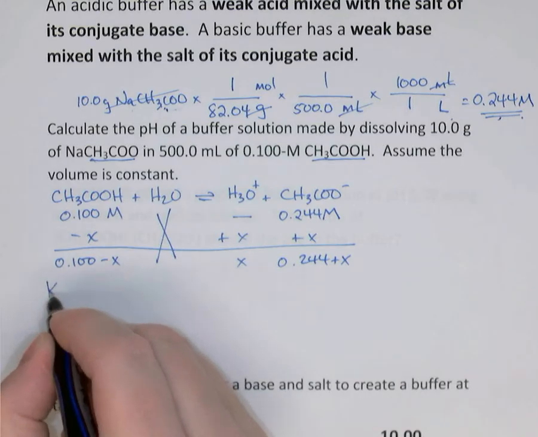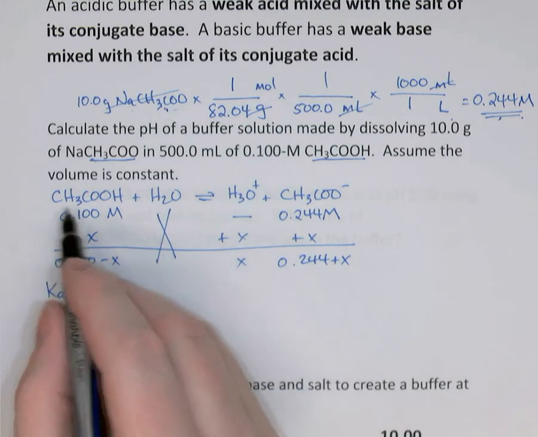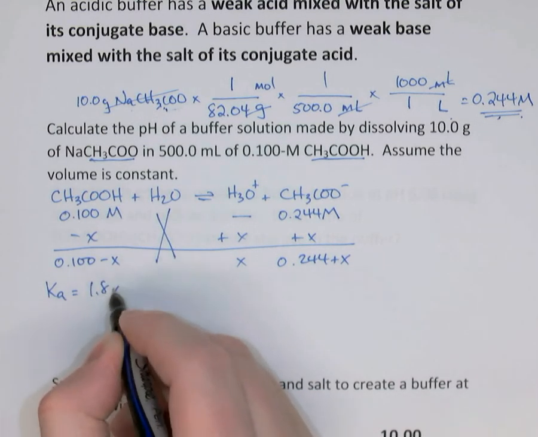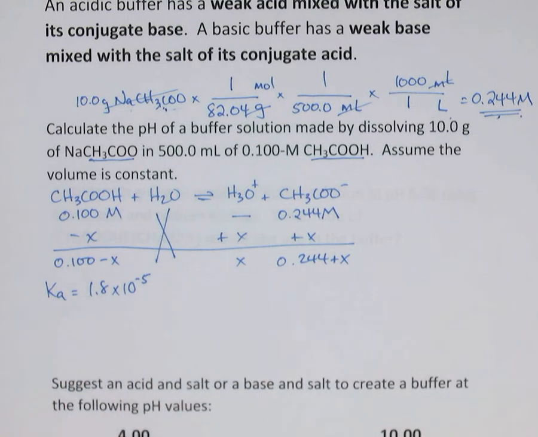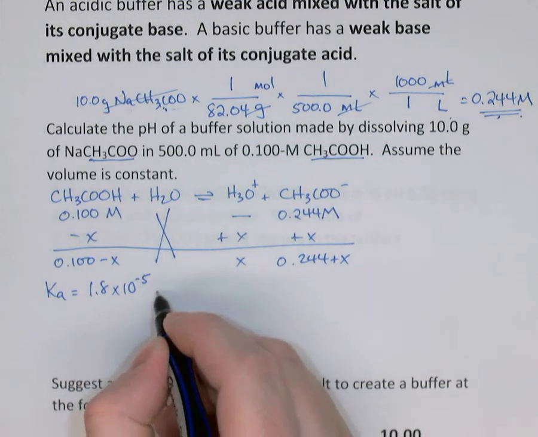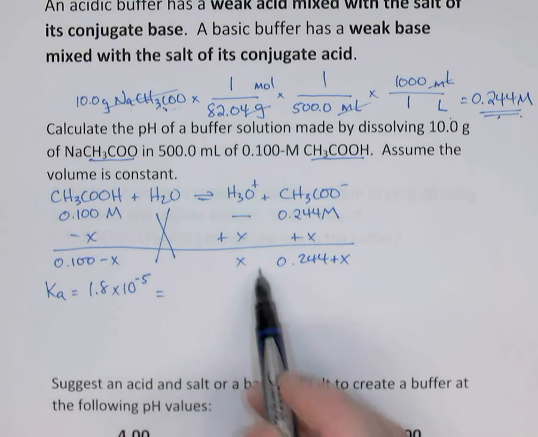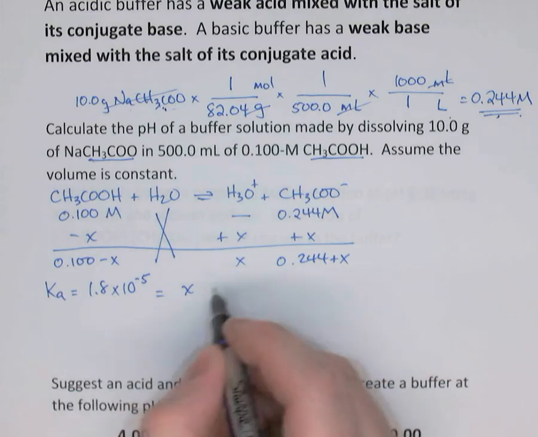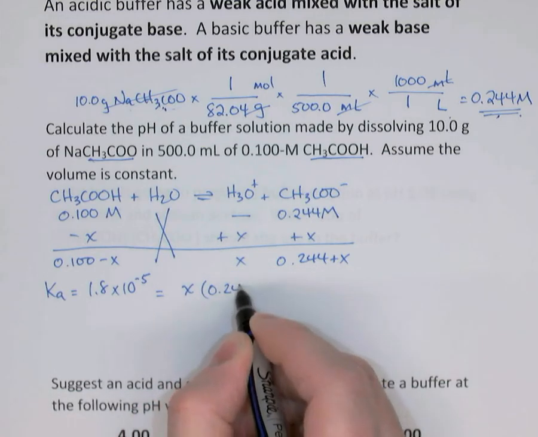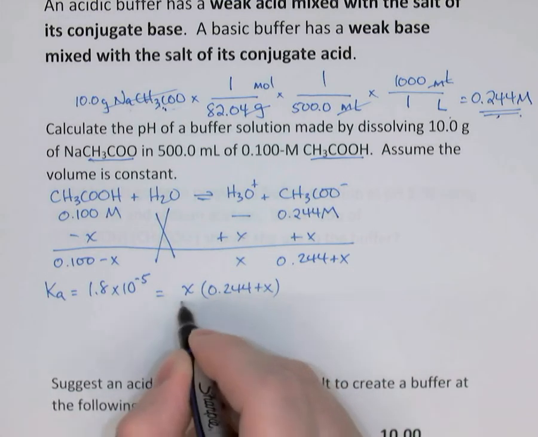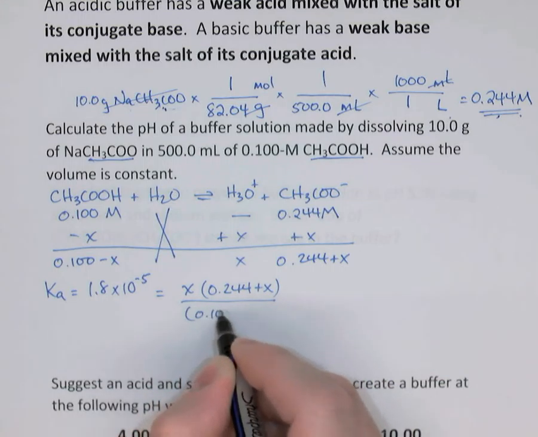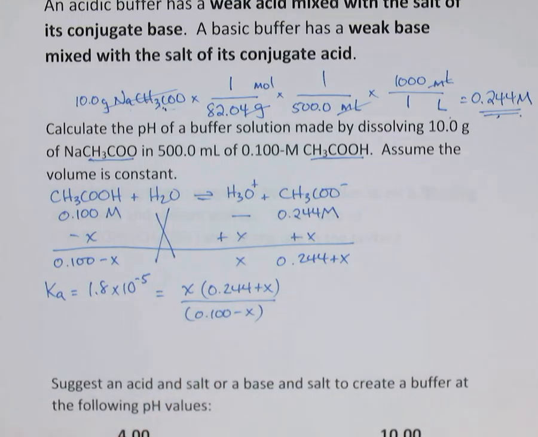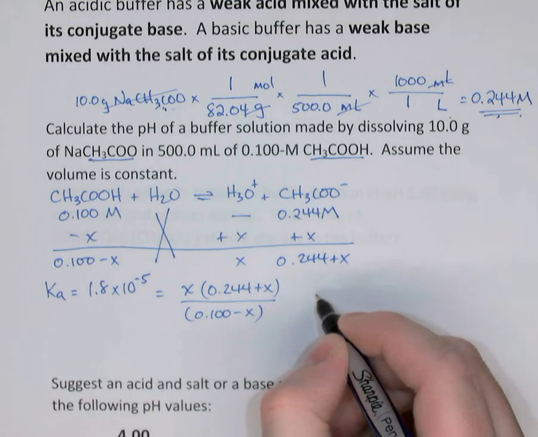So now we can set up the Ka expression. The Ka for acetic acid is 1.8 times 10 to the minus 5. You can find that in a Ka chart. That's going to equal the X value here. I'm being a little lazy not writing out my equilibrium expression, but X times 0.244 plus X over 0.1 minus X. And now you can find X using either the approximation method or using the solver on a calculator.